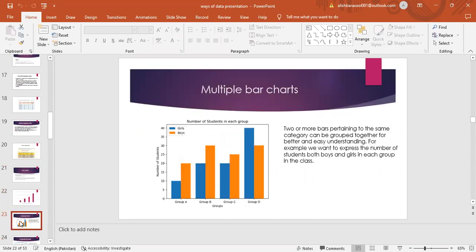Multiple bar charts. Two or more bars pertaining to the same category can be grouped together for better and easy understanding. For example, we want to express the number of students, both boys and girls, in each group in the class.